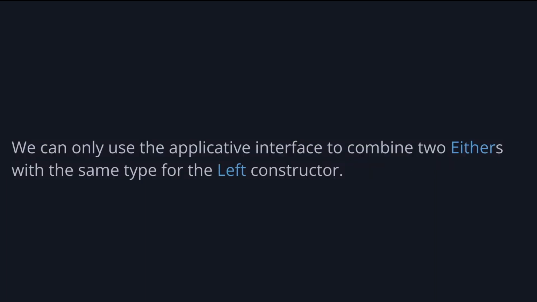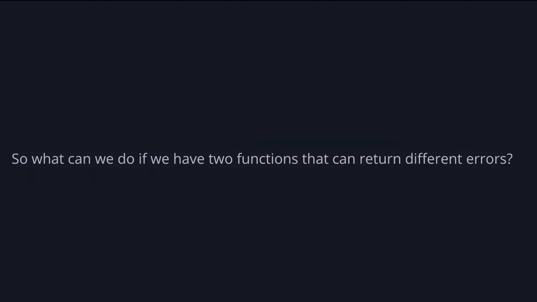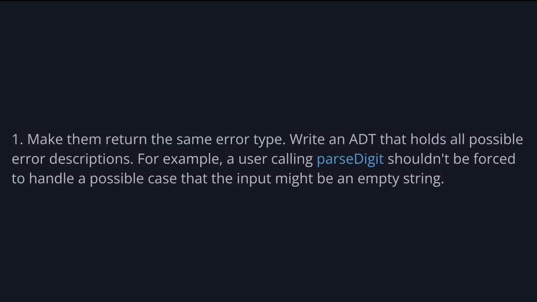What this teaches us is that we can only use the applicative interface to combine two Eithers with the same type with the Left constructor. So what can we do if we have two functions that can return different errors? There are a few approaches. The most prominent ones: the first one is to make them return the same error type. Write an ADT that holds all possible error descriptions. This can work in some cases, but isn't always ideal.